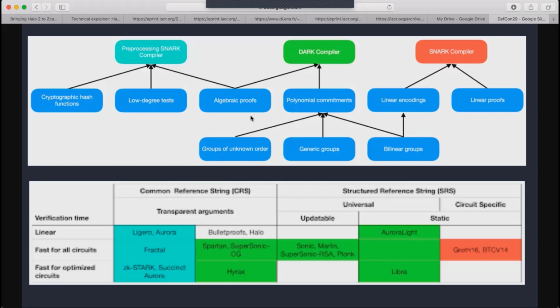Prominent CRS-based systems are Halo, Bulletproofs, Fractal, and Aurora. Recently, new things are coming up like Spartan and Supersonic, which are very fast. The slower ones are Bulletproofs, Aurora, Ligero, etc. Aurora Lite has been introduced with a structured reference string. And the elliptic curve that we use is also a differentiator. Groth16 has been one of the most popular ones, and BTCV and MNT are also other elliptic curves being used.